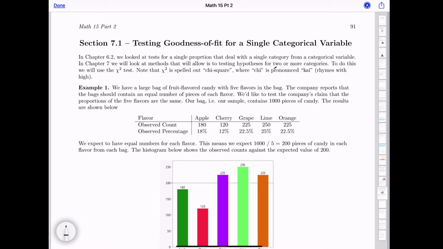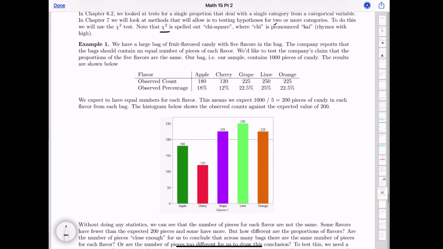So to do this, we're going to use the so-called chi-square goodness of fit test. Chi-squared is notated by this character here, that big kind of X is the Greek letter chi. So let's start with this first example.